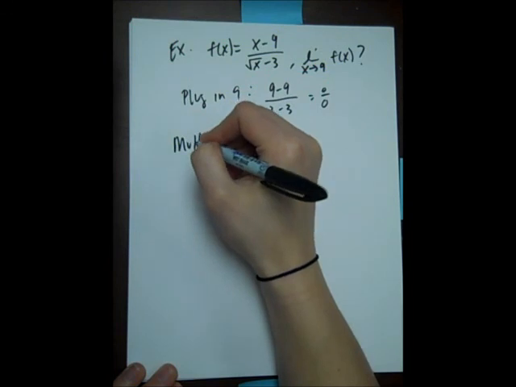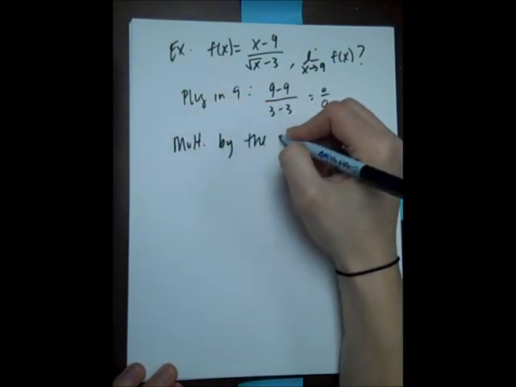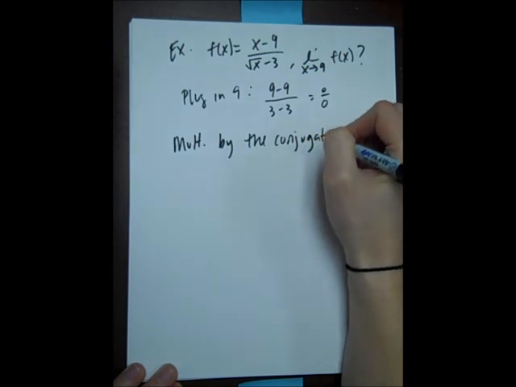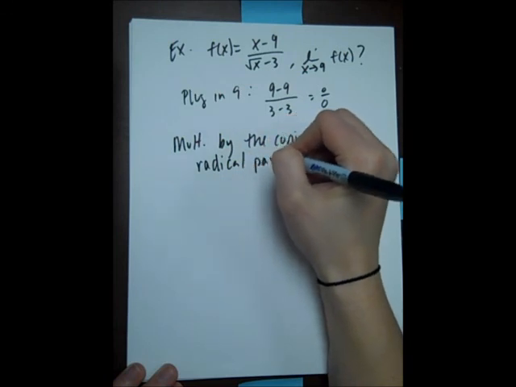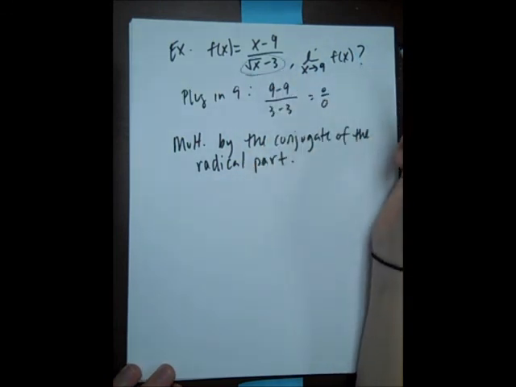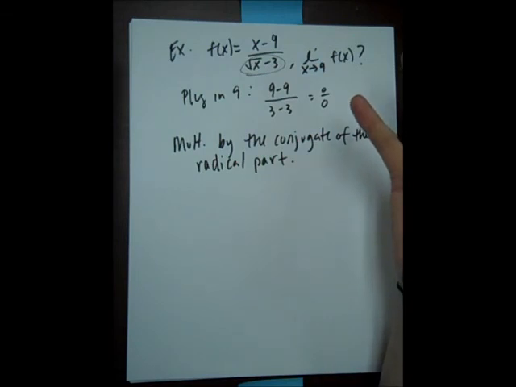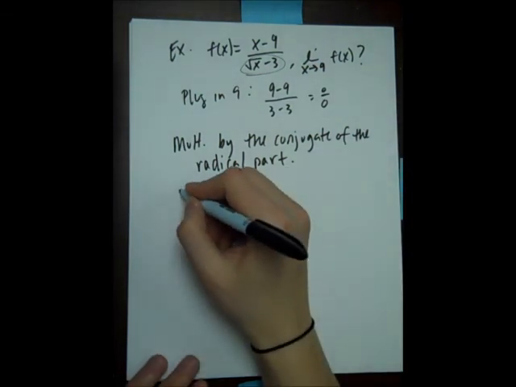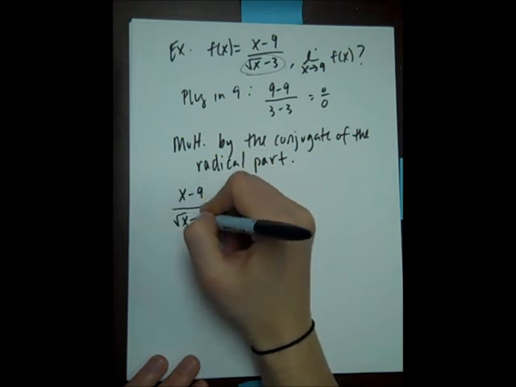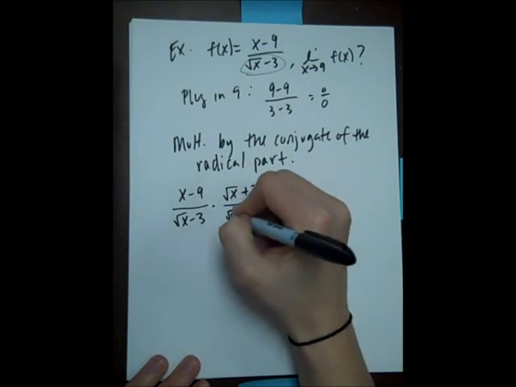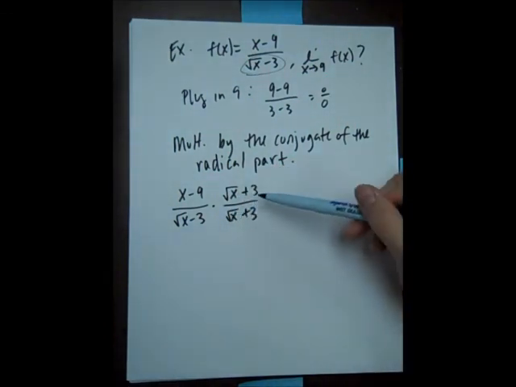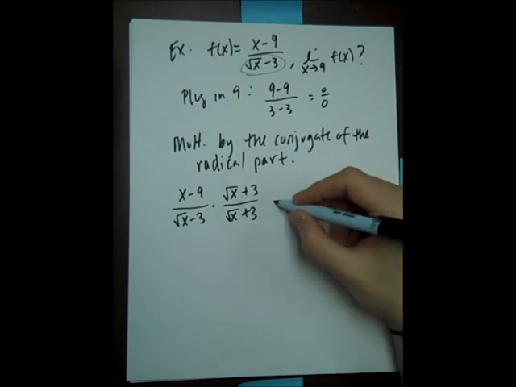So I'm going to multiply by the conjugate of the radical part. My radical part is the denominator, but I can't just multiply anything by a different number, so I've got to multiply by 1. So I'll take x minus 9 over square root of x minus 3, and then I'm going to multiply by the conjugate. The reason I do this is because I'm multiplying by 1. Anytime I do the square root of x plus 3 over the square root of x plus 3, this is just 1. So I can multiply anything by 1 and get the same thing.